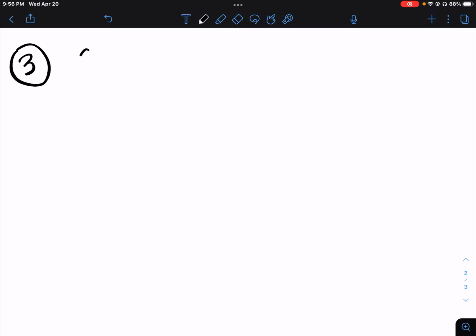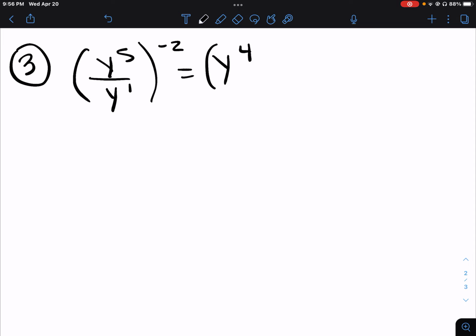Okay, number 3. Okay, 5 minus 1 would leave 4. We multiply 4 times negative 2, and a negative exponent means 1 over. You flip.